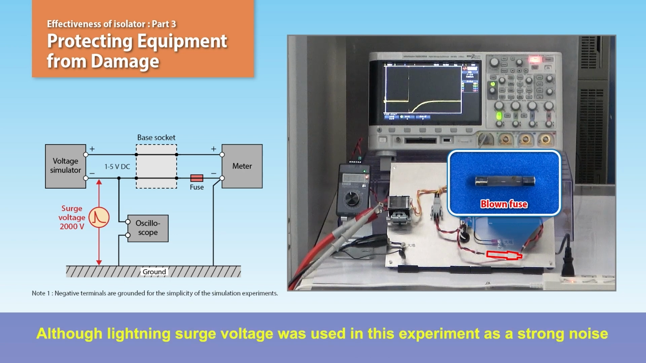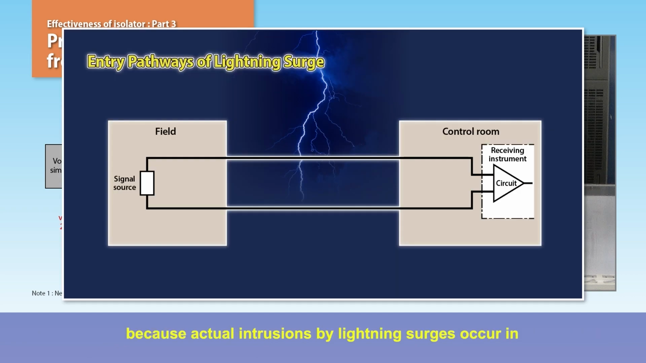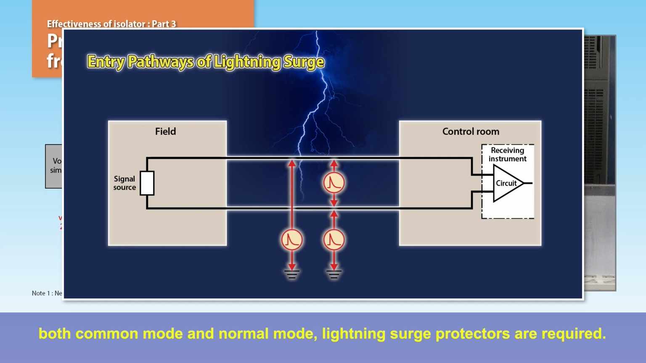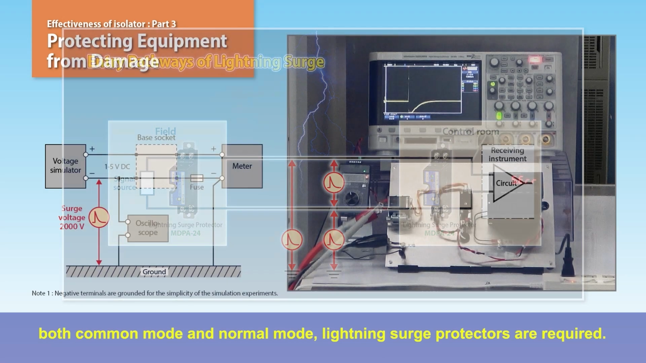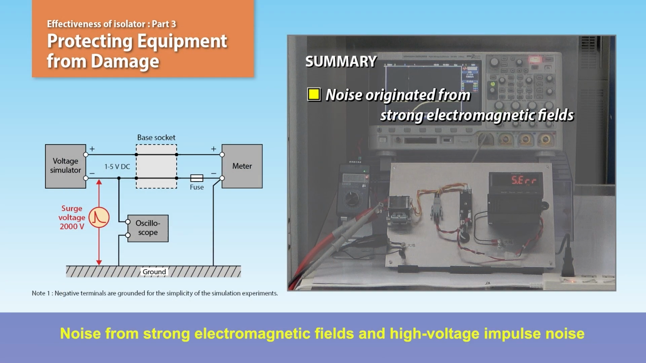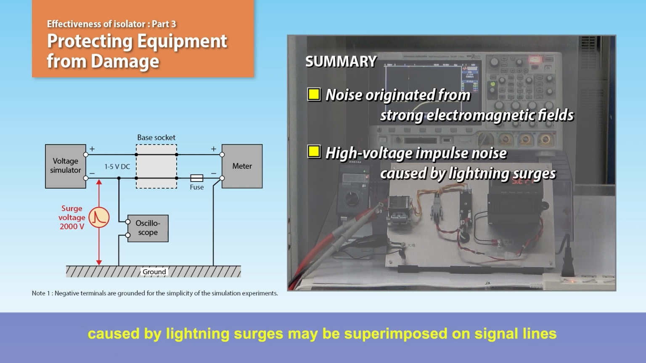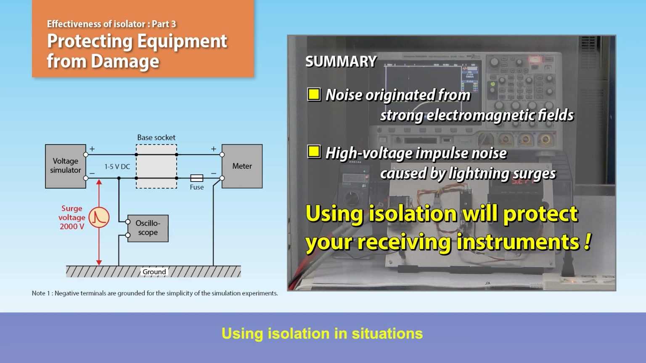Although lightning surge voltage was used in this experiment as a strong noise for intrusion in common mode, because actual intrusions by lightning surges occur in both common mode and normal mode, lightning surge protectors are required. Noise from strong electromagnetic fields and high-voltage impulse noise caused by lightning surges may be superimposed on signal lines from field equipment located in hostile environments where various electromagnetic fields exist. Using isolation in situations such as these will protect your receiving instruments.